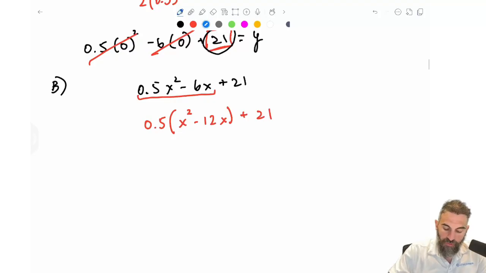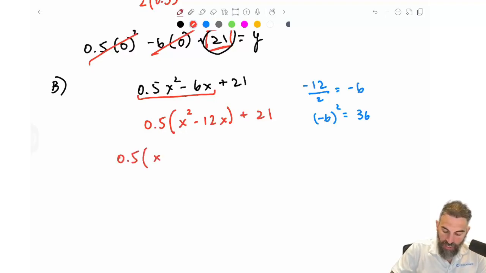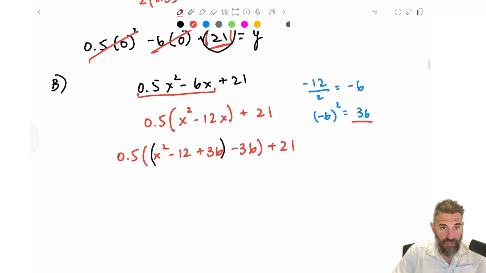And then we'll do what we did before. We take that negative 12, we're going to cut it in half. That's negative 6. Then we'll take that negative 6 and square it. That's 36. So to complete the square, within the bracket, we're going to add and subtract 36. So plus 36 minus 36. Here we have a perfect square. And then we have that 21 sitting outside.